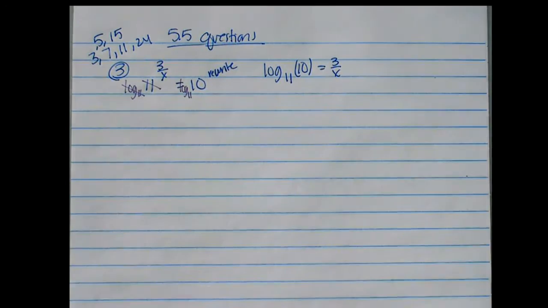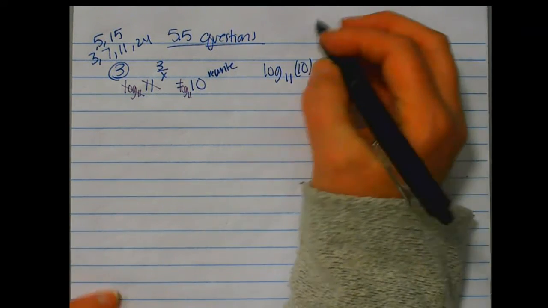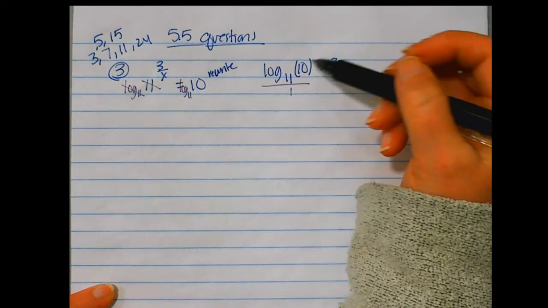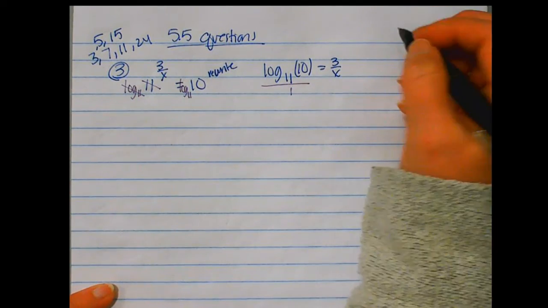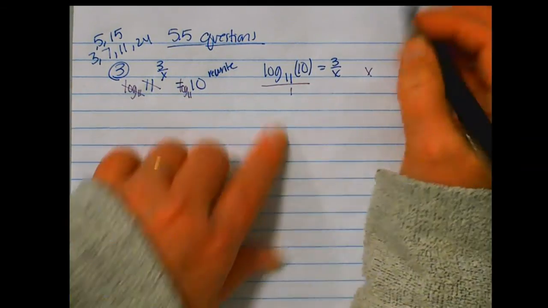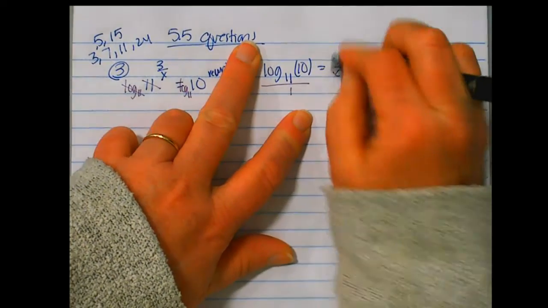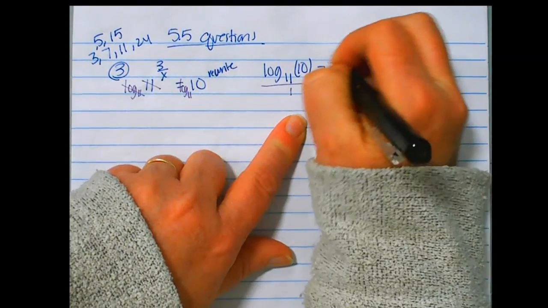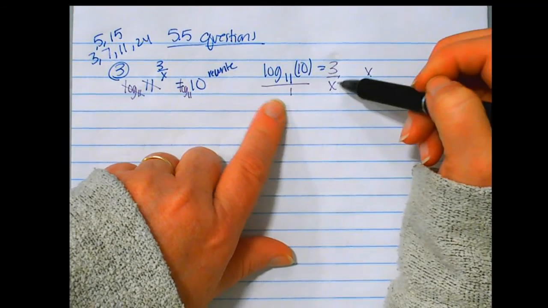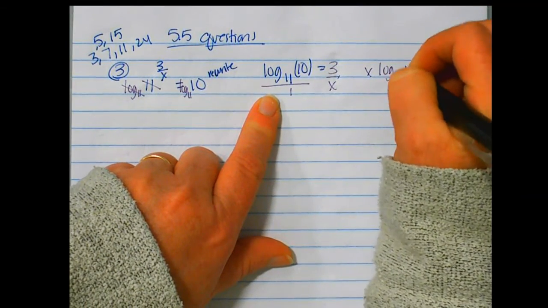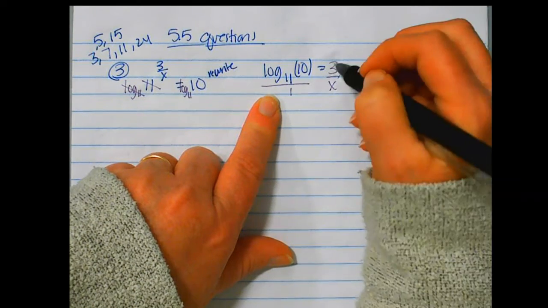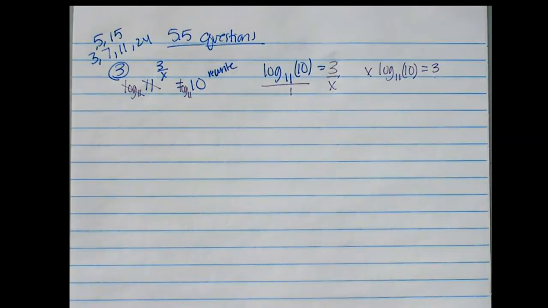Now, how's that helpful? The x is still in the denominator. That's kind of gross. But what it does is it allows me to just do math that I can put in my calculator. So if I make this a fraction and this a fraction, I can cross multiply, and that would give me x. I'm going to write it big: 3 over x. Then I cross multiply: x times log base 11 of 10 equals 3 times 1, or 3.